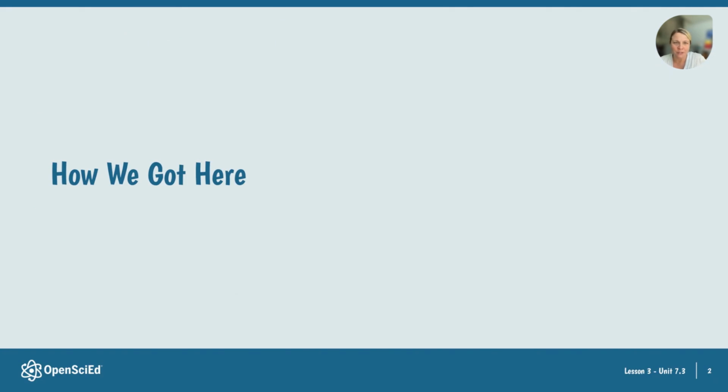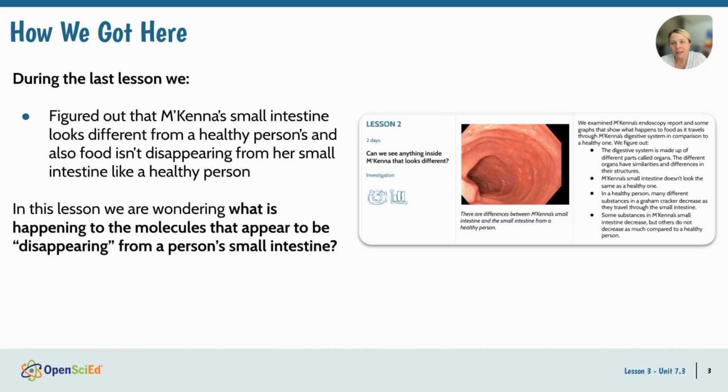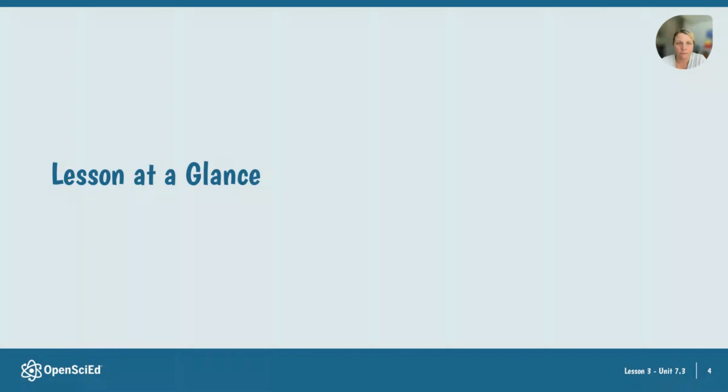But before we jump into this lesson, let's pause for a moment and try to remember how we got here from Lesson 2. So, in Lesson 2, we figured out that McKenna's small intestine looks very different from a healthy person's, and also the food isn't disappearing from her small intestine like a healthy person's does. That left us wondering, what is happening to the molecules that seem to be disappearing from a person's small intestine?